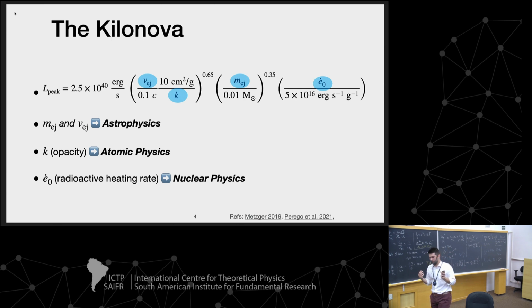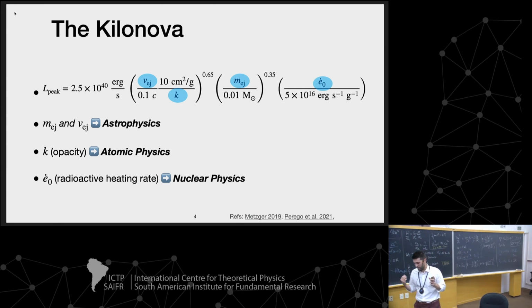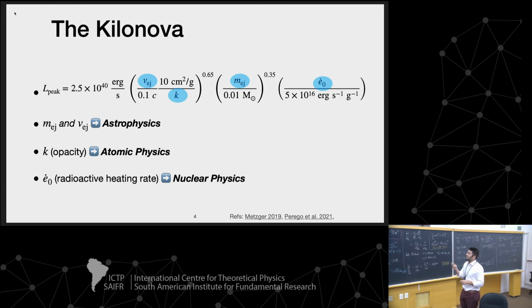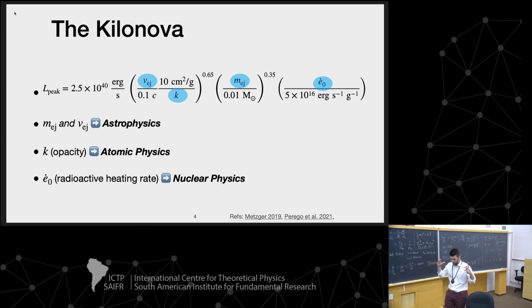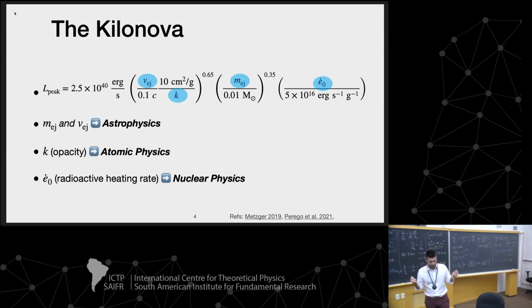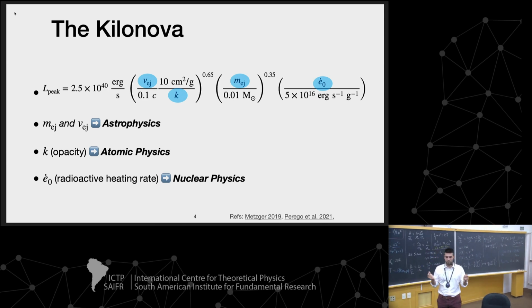For example, this depends on the equation of state of neutron stars. The opacity during the kilonova emission is related with atomic physics, and the radioactive heating rate is connected with nuclear physics. So the message here is when we observe a kilonova, we have a full picture of at least 3 areas that are connected, of course, but like two areas of physics just in one glance.